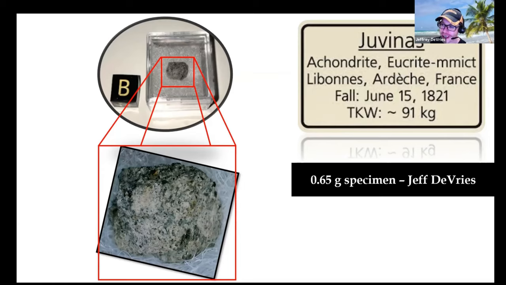This is Juvinas. This is a Eucrite out of France. It fell on June 15th of 1821, and I was able to pick up a 650 milligram specimen here.